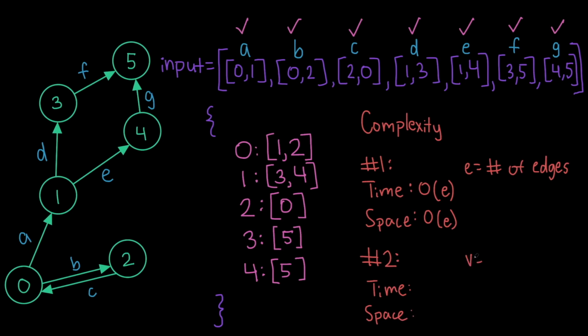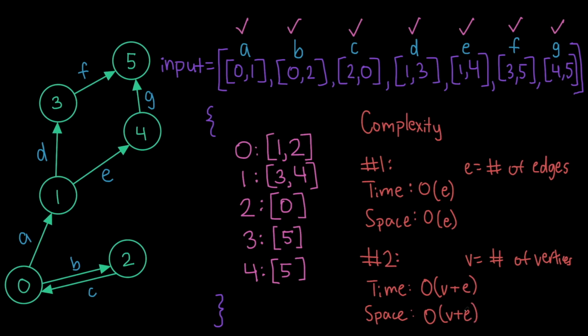We're going to say V is equal to the number of vertices in a graph. And I want to define what a vertex is in a graph. It's actually just another name for a node. So we have this 0 node, that's a vertex. This 2 node, that's a vertex, and so on. And so the time complexity here is actually going to be O of V plus E. And similarly, the space complexity here will be O of V plus E.